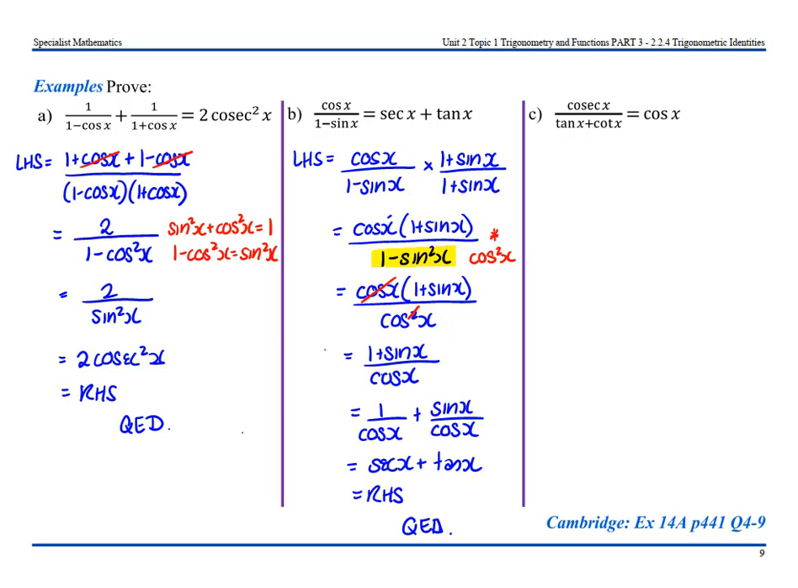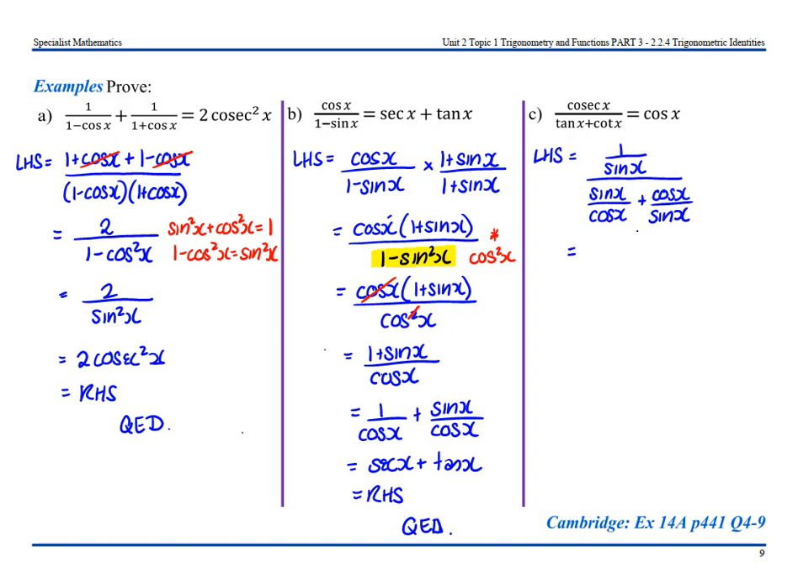Okay, let's look at the next one. The left-hand side is definitely more complicated. And in this one, let's get it all in terms of sine x and cos x. So cosec x is 1 over sine x. Tan x is sine x over cos x. And cot x is cos x over sine x.